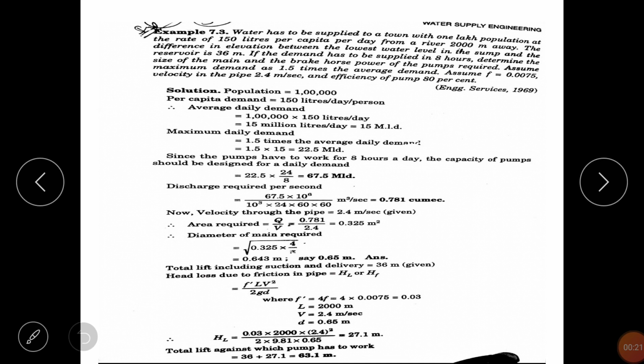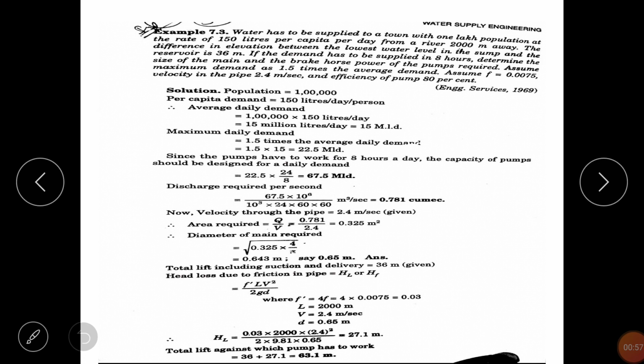The water has to be supplied to a town with 1 lakh population at the rate of 150 liters per capita per day from the river 2000 meter away. The difference in elevation between the lowest water level in the sump and the reservoir is 36 meter. If the demand has to be supplied in 8 hours, determine the size of the main and the brake horsepower of the pump required. Assume the maximum demand as 1.5 times the average daily demand.